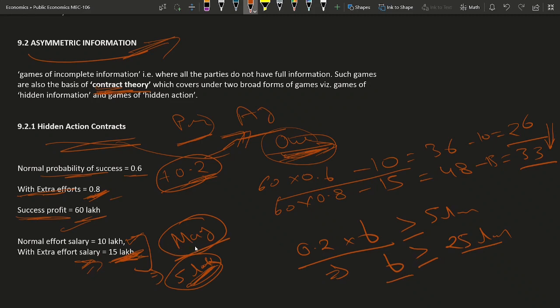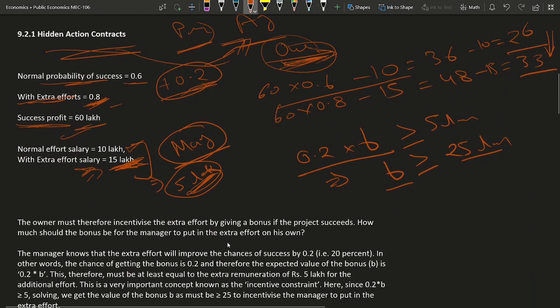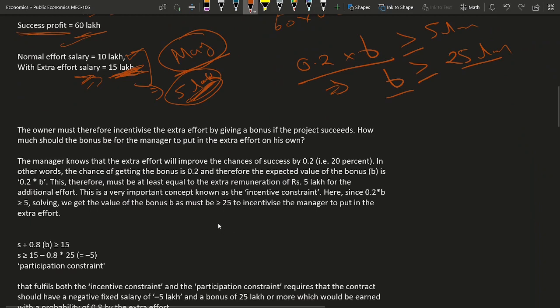Now let's see what the full salary structure of that manager will be. So here comes the salary. In case of success of the business, S is the fixed salary, plus the expected bonus with efforts, which is 0.8 probability multiplied by the bonus, should be greater than or equal to the market fixed salary with efforts. Then this gives us B, and we already got 25 lakh.